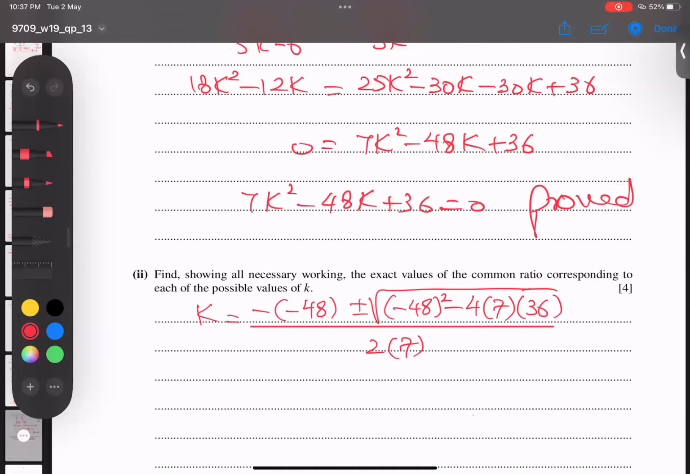So when I apply this quadratic formula, I'm getting two answers. I check, it's coming 6 by 7, and the second answer is coming 6. And we got two answers. It says, first, show all necessary exact values of the common ratio.